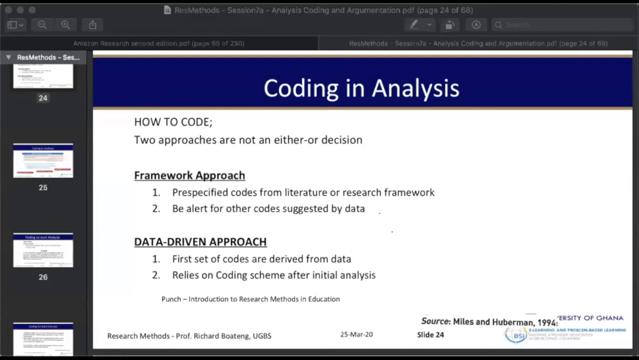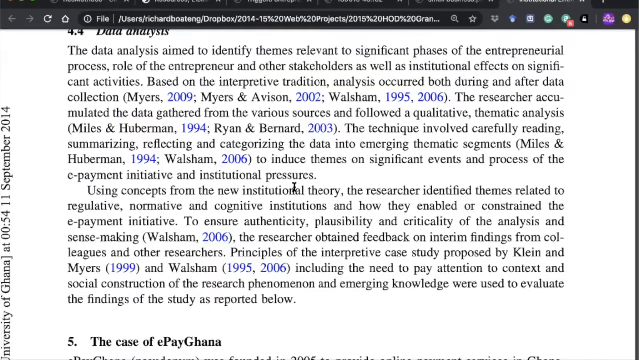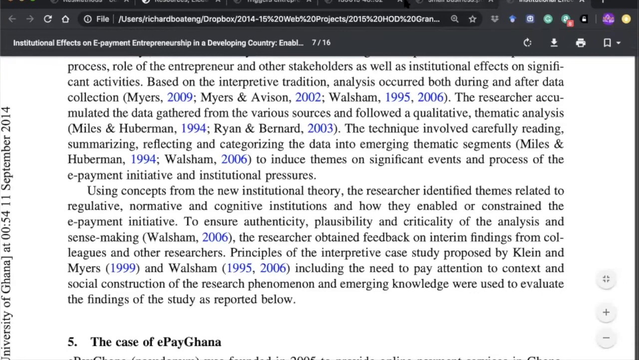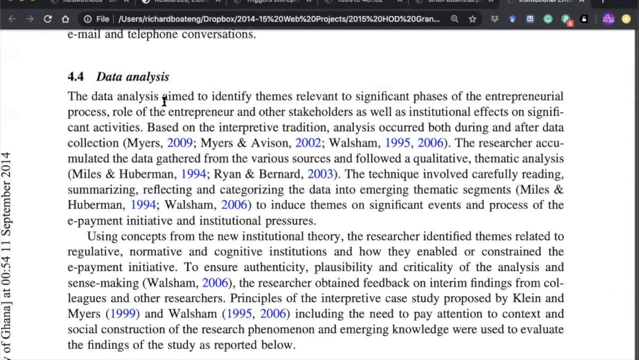Okay. Now, let me switch back to something and show you, and that'll be helpful. I read something from a paper that Professor wrote. And he says that the study identified themes relevant to the significant phases of the entrepreneurial process, the role of the entrepreneur and stakeholders. Then he goes on to say that the technique involved carefully reading and summarizing and categorizing data labels into emerging thematic segments. That's all labels. Then how did he do that?